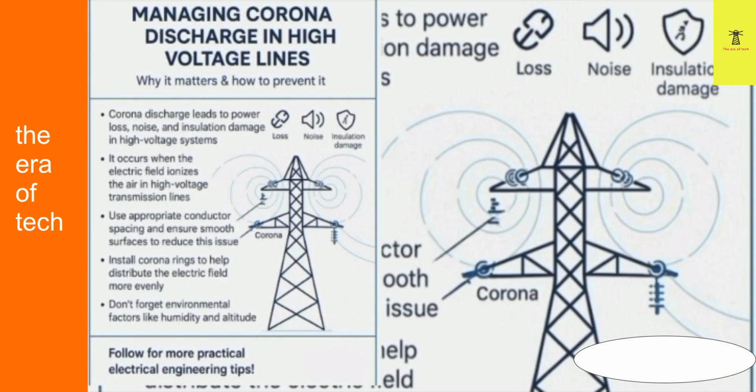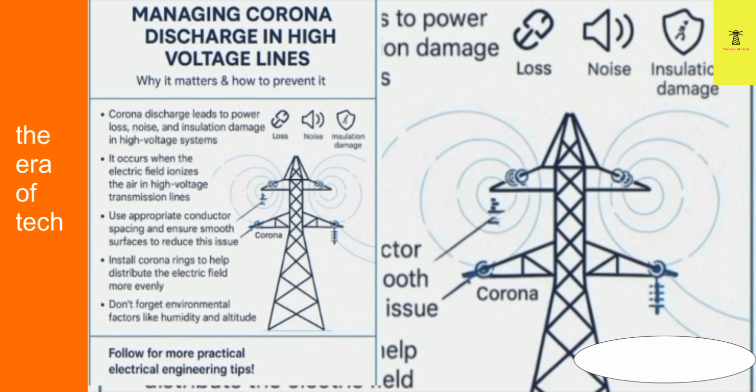Corona can be minimized in transmission lines by increasing the conductor diameter, using bundled conductors, using smooth or polished conductors, maintaining sufficient spacing between phases, raising operating voltage gradually, and installing corona rings on high voltage equipment.